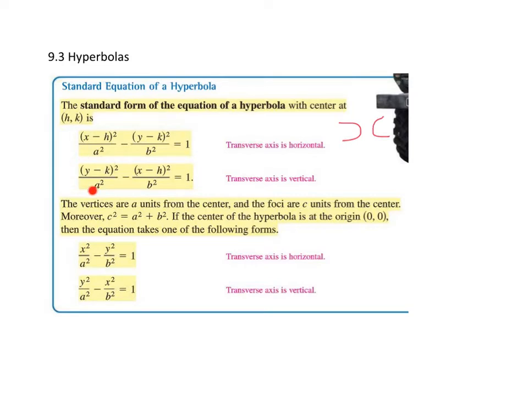If your Y is in front of the subtraction, your A is underneath, always under the first one, that means you have a vertical transverse axis, and your hyperbola looks like this.